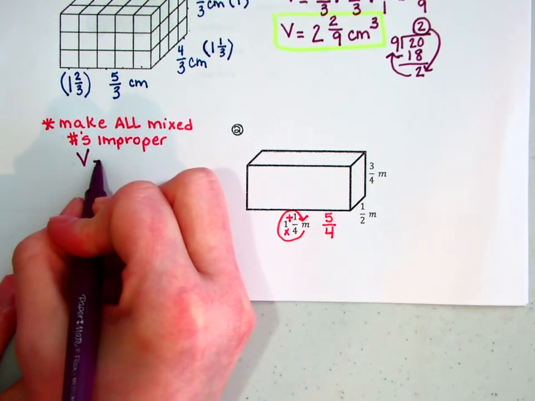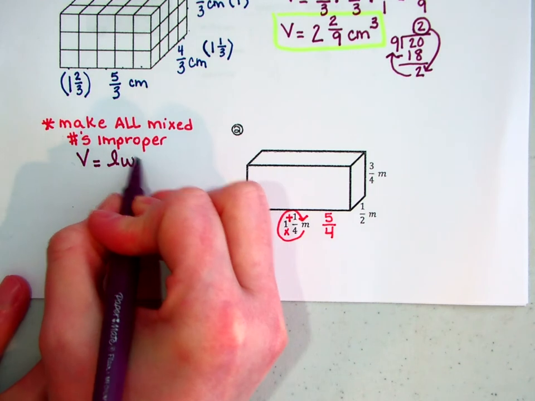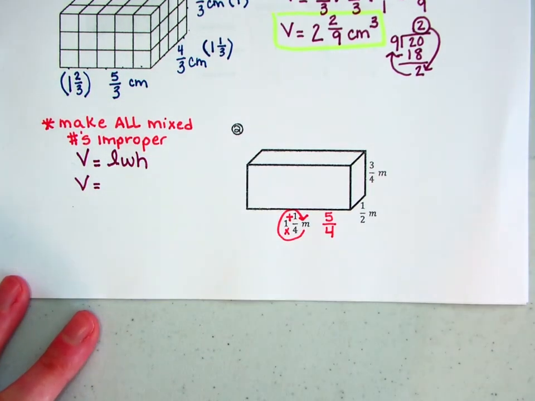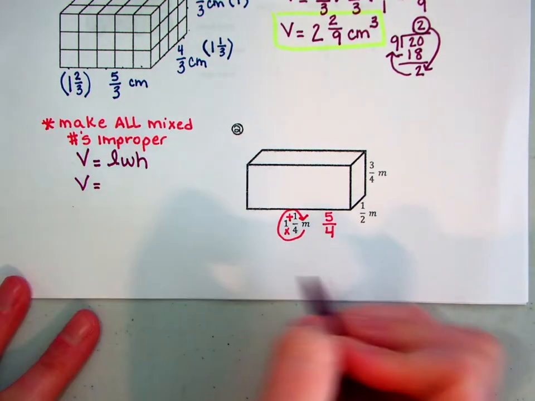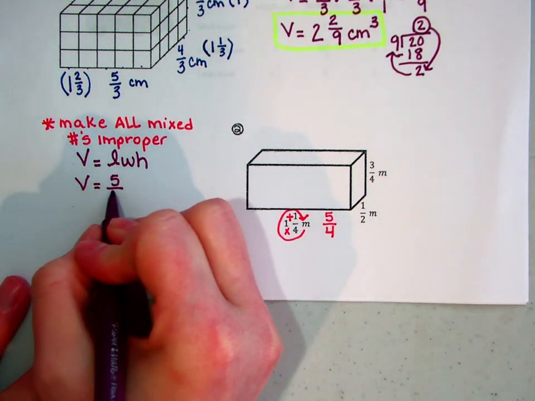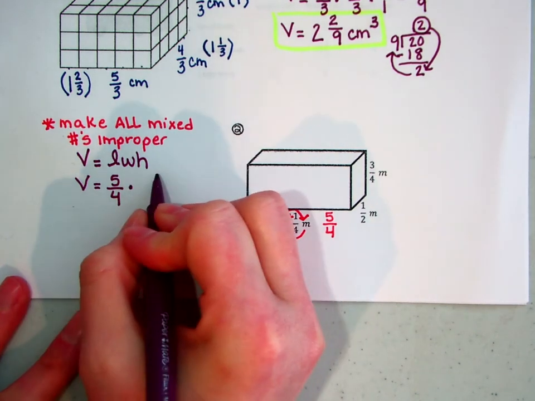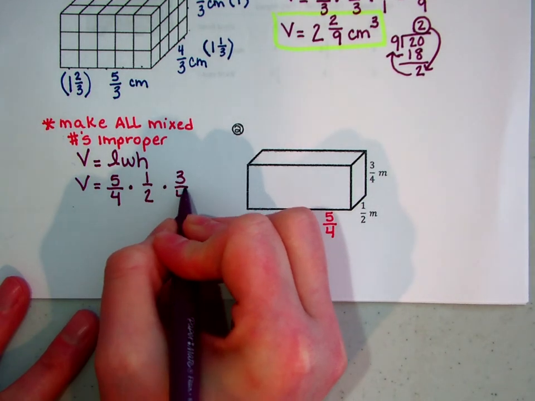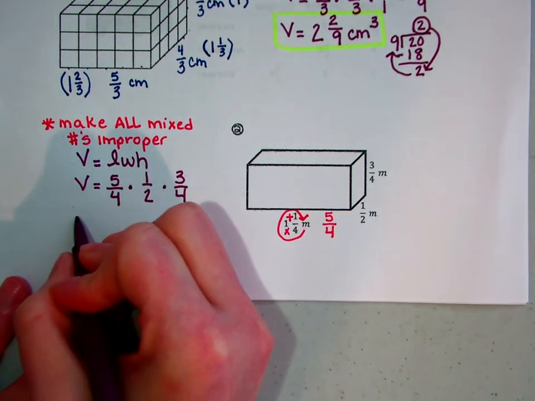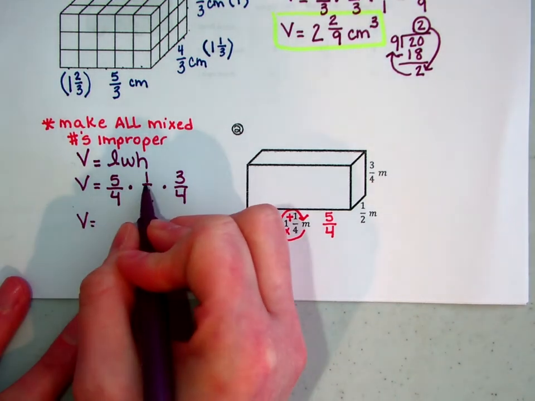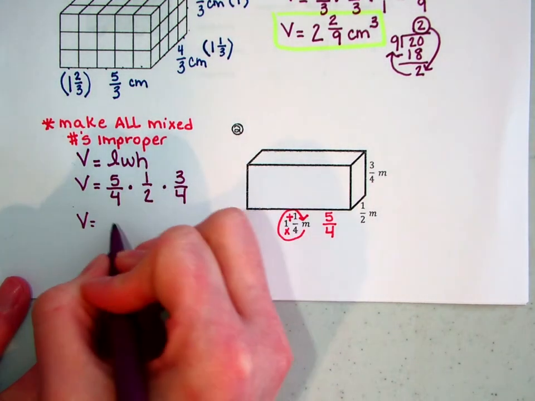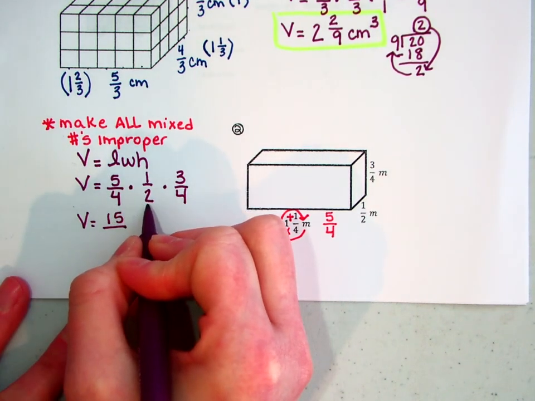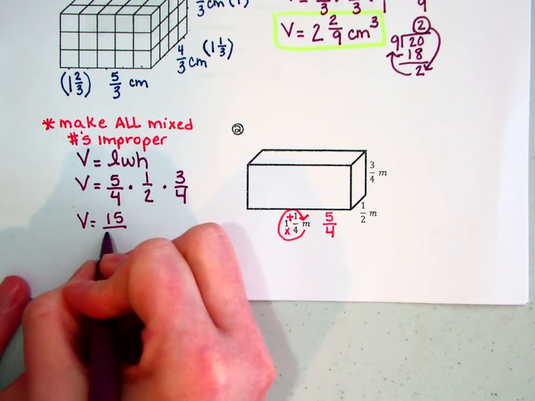Now we can go to working this problem out. So my formula is length times width times height. And again, it doesn't matter what order I multiply, I'm going to get the same product. So I have 5/4 times 1/2 times 3/4. 5 times 1 is 5, and then 5 times 3 is 15. 4 times 2 is 8. 8 times 4 is 32.